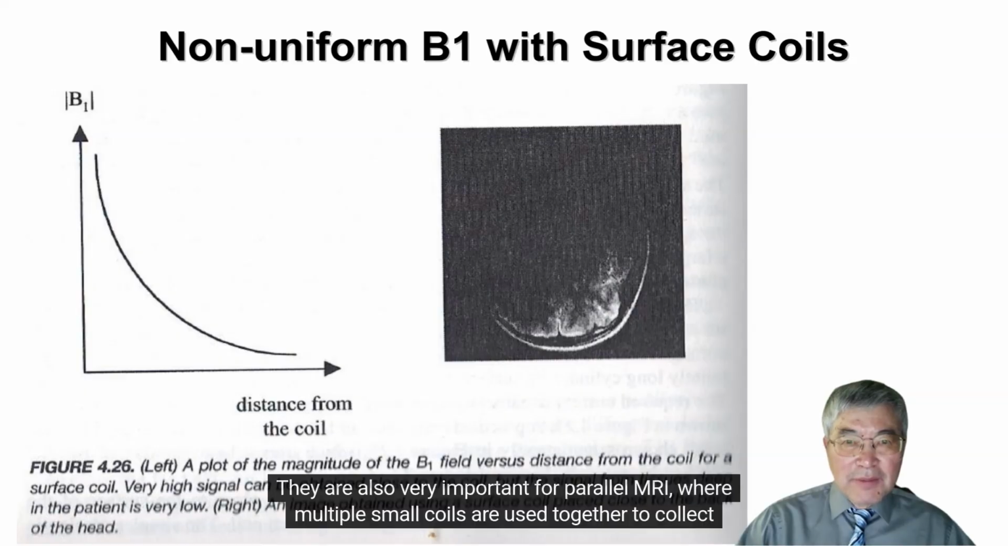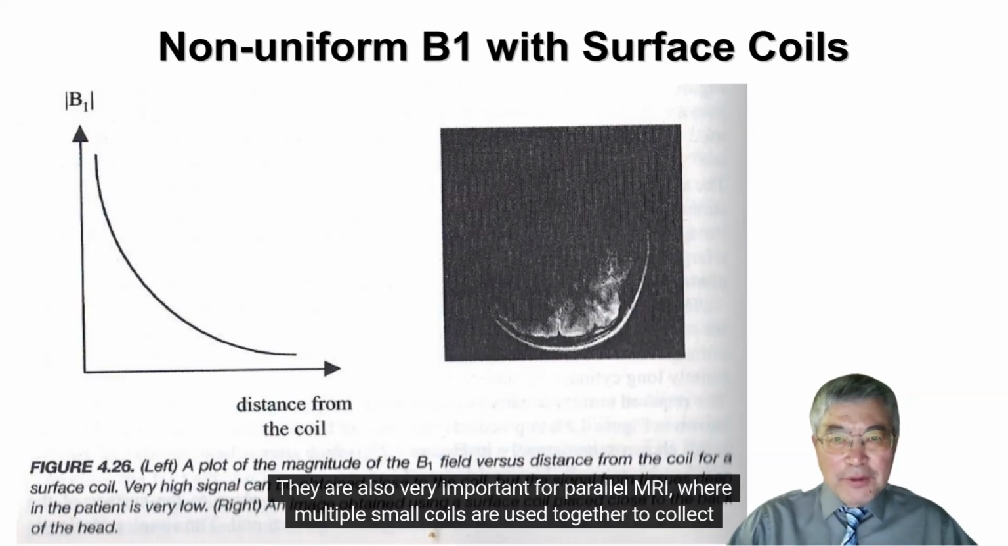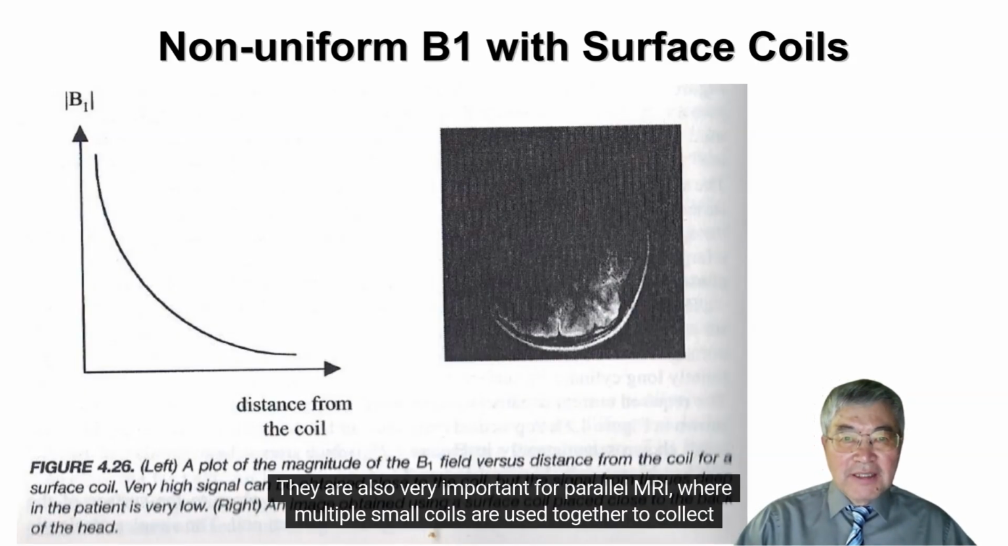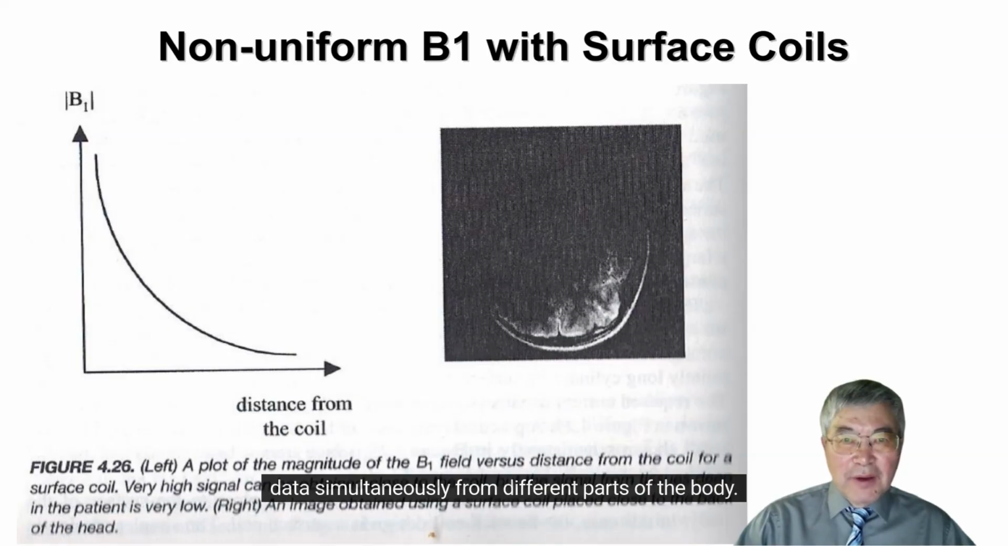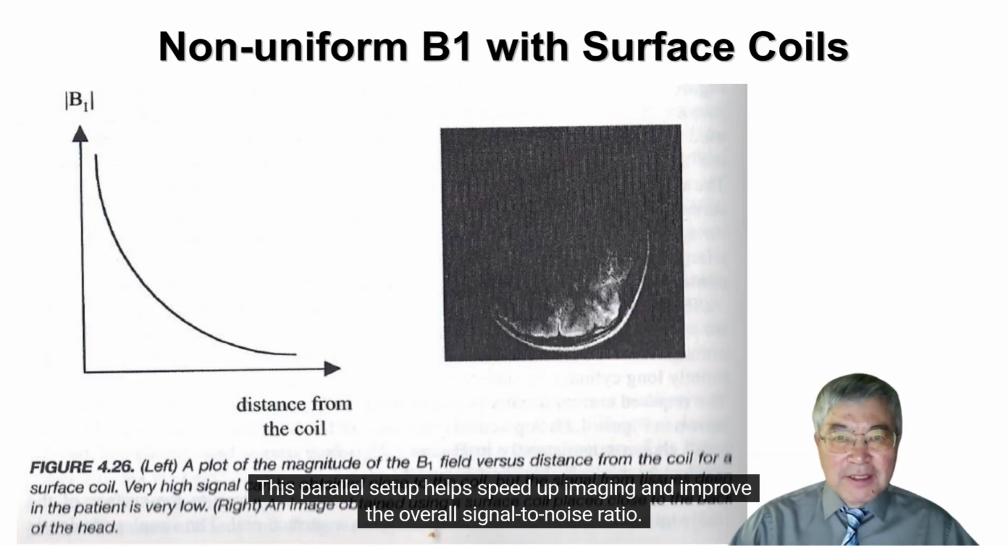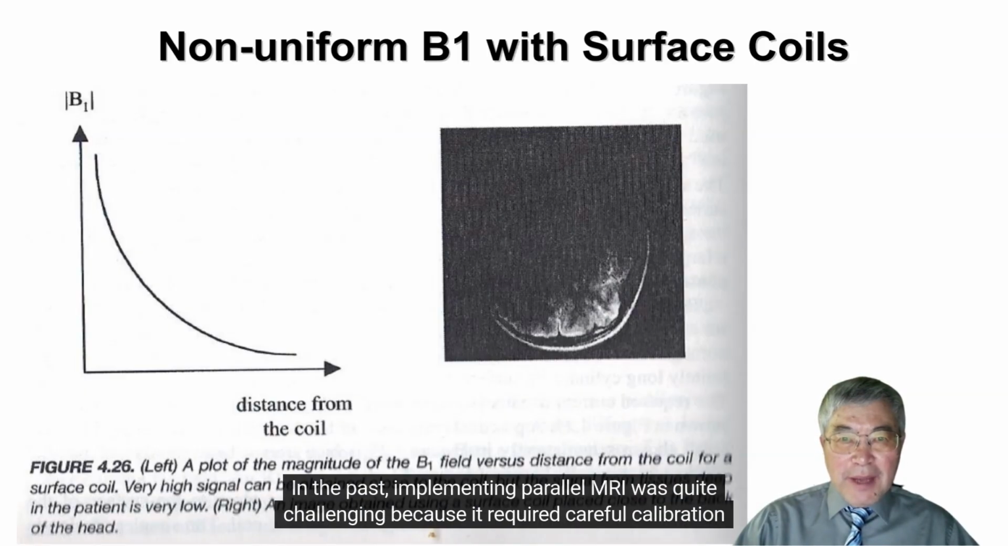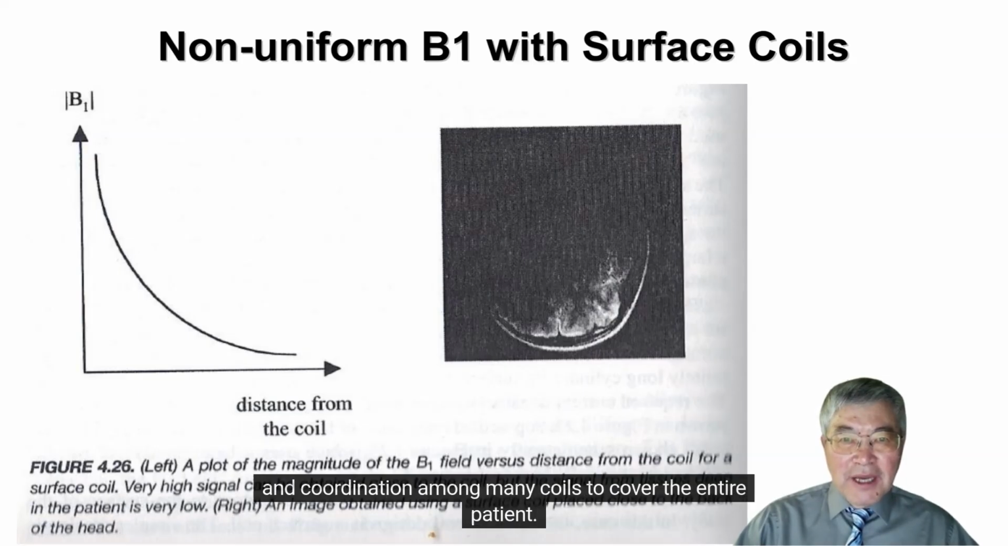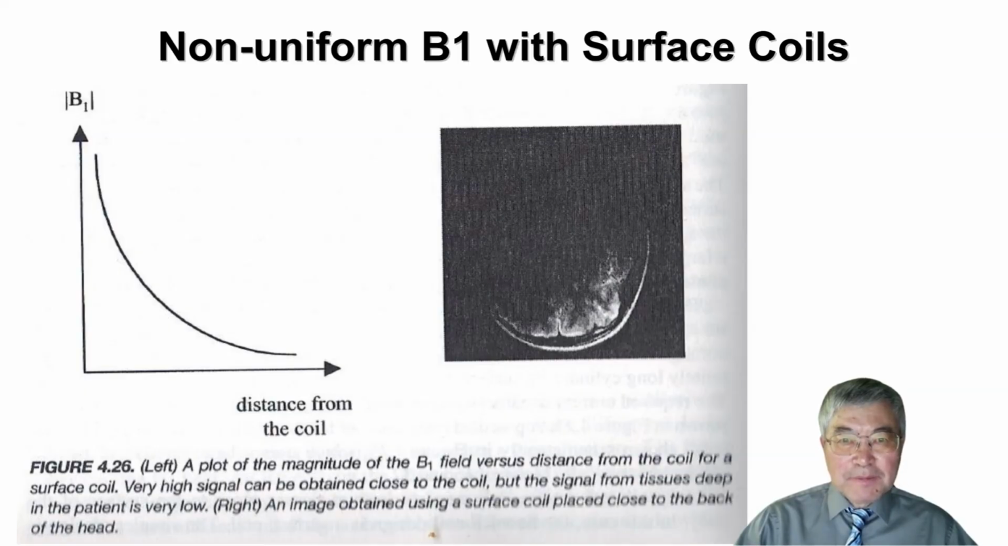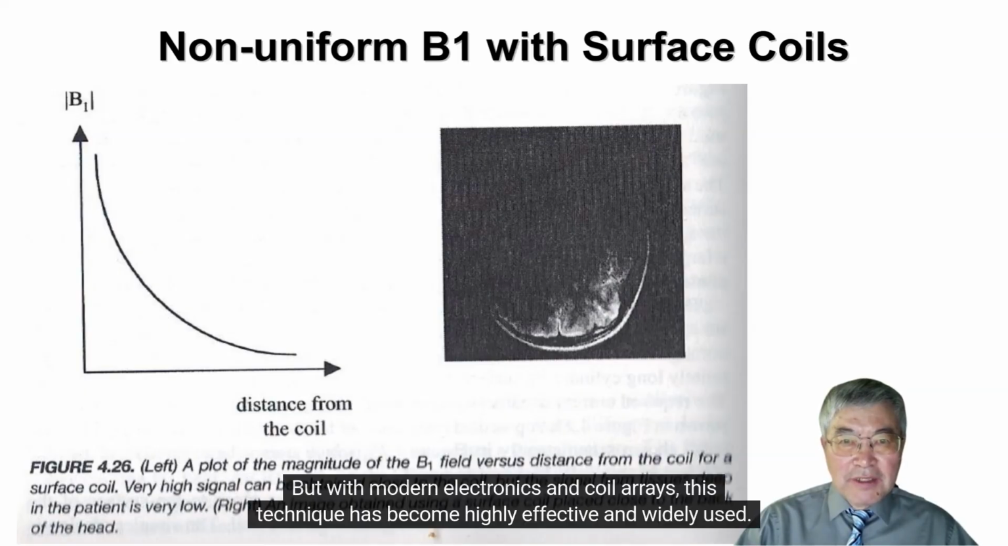They are also very important for parallel MRI, where multiple small coils are used together to collect data simultaneously from different parts of the body. This parallel setup helps speed up imaging and improve the overall signal-to-noise ratio. In the past, implementing parallel MRI was quite challenging because it required careful calibration and coordination among many coils to cover the entire patient. But with modern electronics and coil arrays, this technique has become highly effective and widely used.